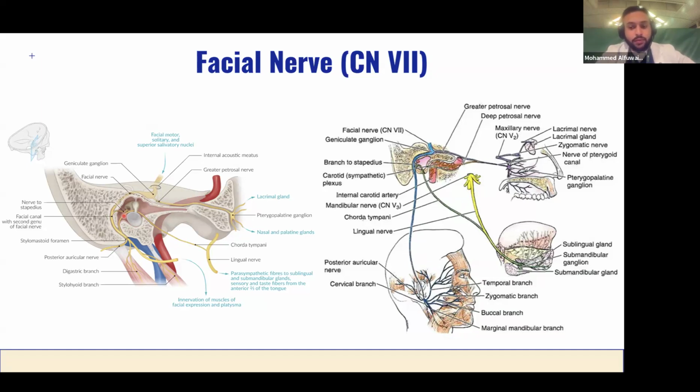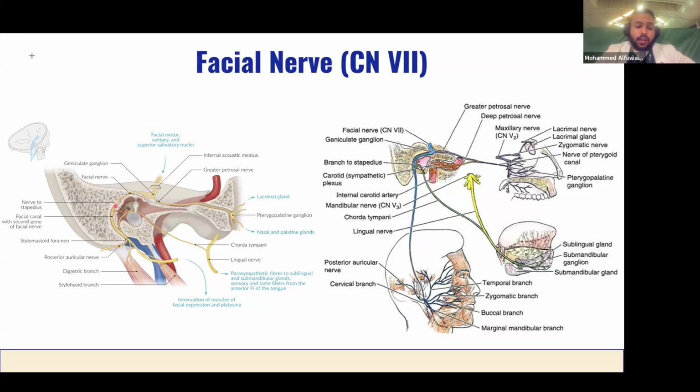Mandibular nerve. So it will go through with the lingual, okay, to the anterior two-thirds of the tongue. Lingual is sensory, okay, of the anterior two-thirds. General sensations. The chorda tympani, which will join with the lingual, will carry the taste sensations.